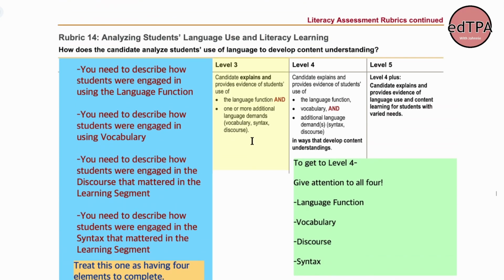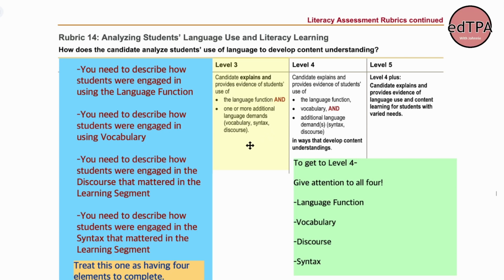This is rubric 14. How does the candidate analyze students' use of language to develop content understanding? So if we start here with level 3, the candidate explains and provides evidence of students' use of, and you'll see that you have to do the language function and one or more additional language demands.